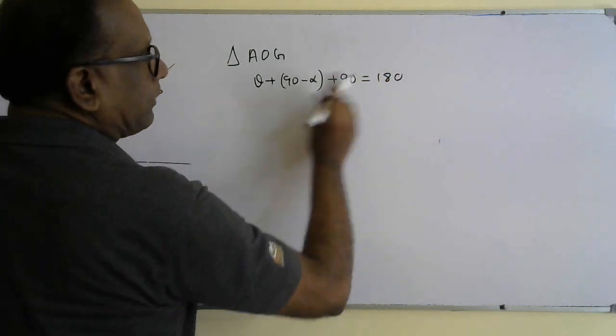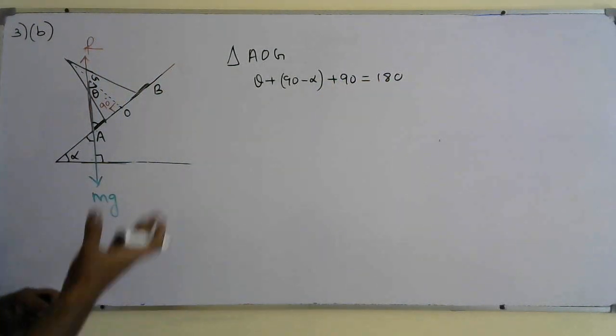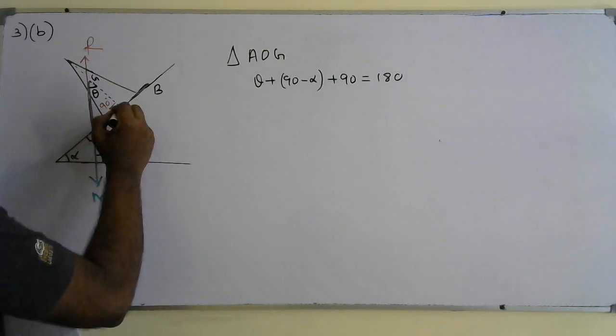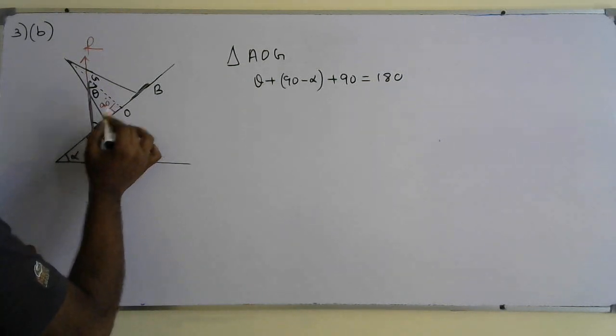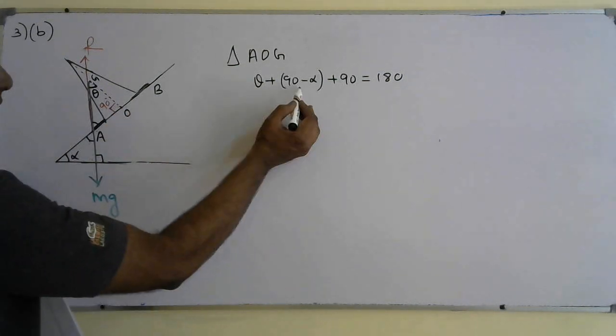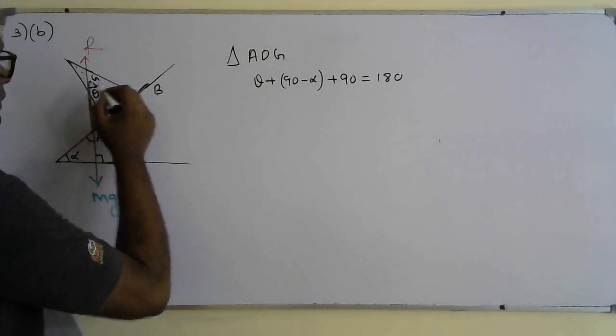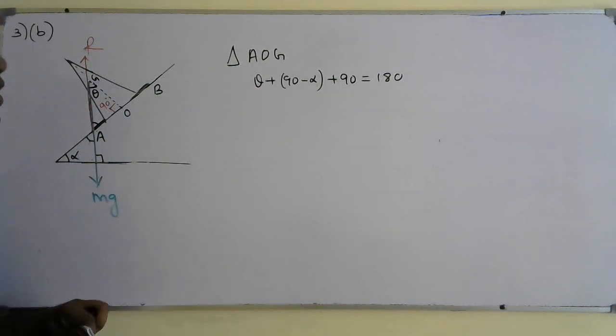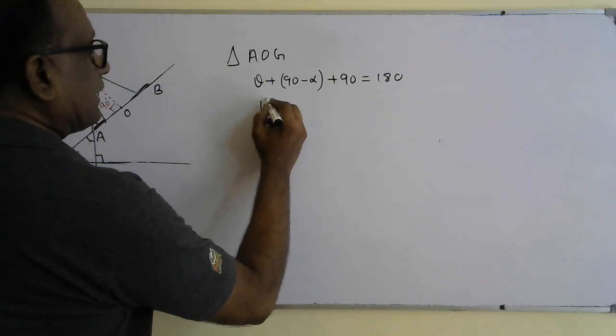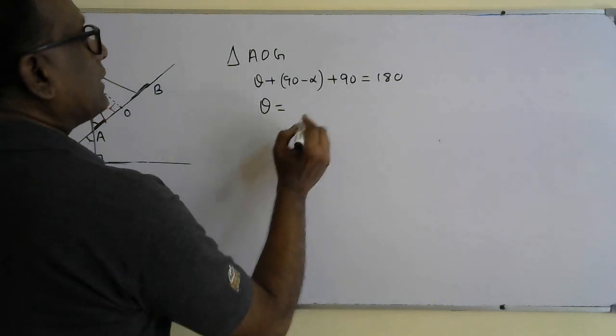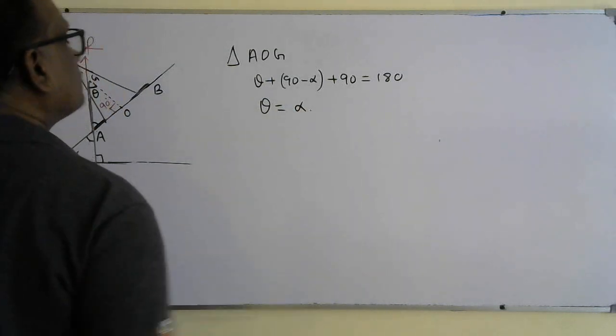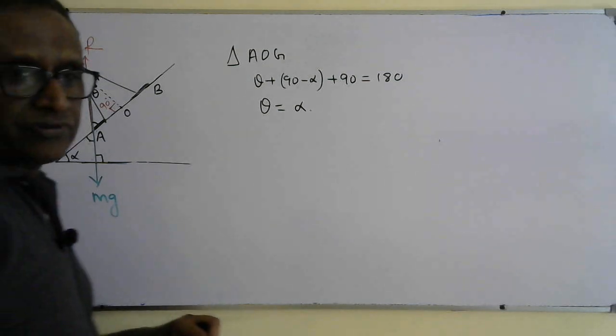A little bit too much I am writing, but anyway, simply I will get the expression, but I wrote it like this because in this right angle triangle, this is 90 minus alpha plus 90 minus alpha plus 90. This angle theta equals 180. So solve it and get theta. How much will it be? You will get theta is equal to alpha. So this angle theta equals alpha.